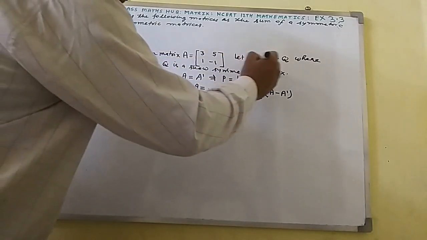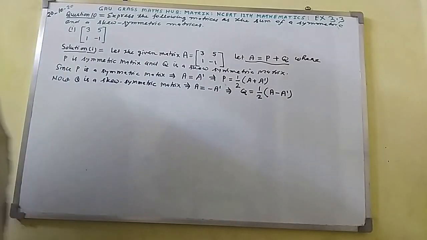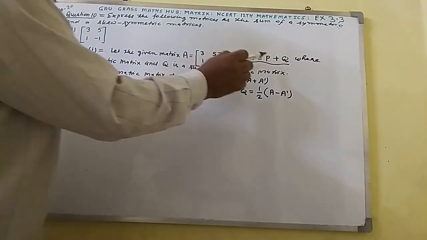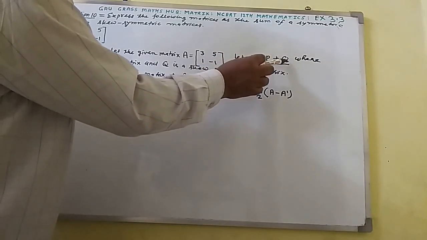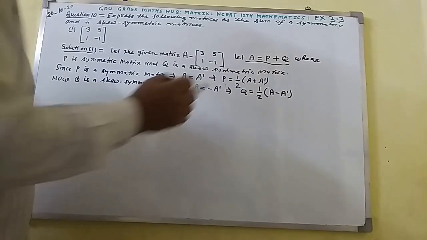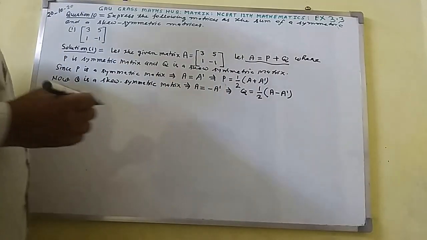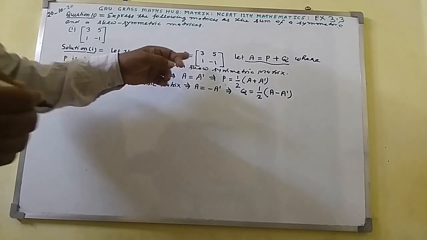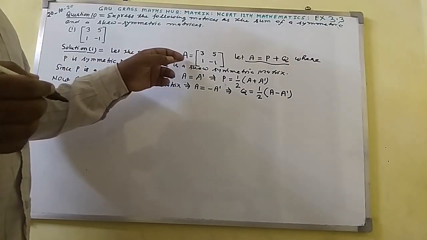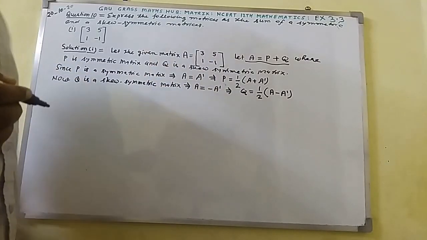You can see the given matrix A equals the symmetric matrix P plus the skew symmetric matrix Q. So P plus Q I shall get here. And now the given matrix, this one is given here, A equal to this one.